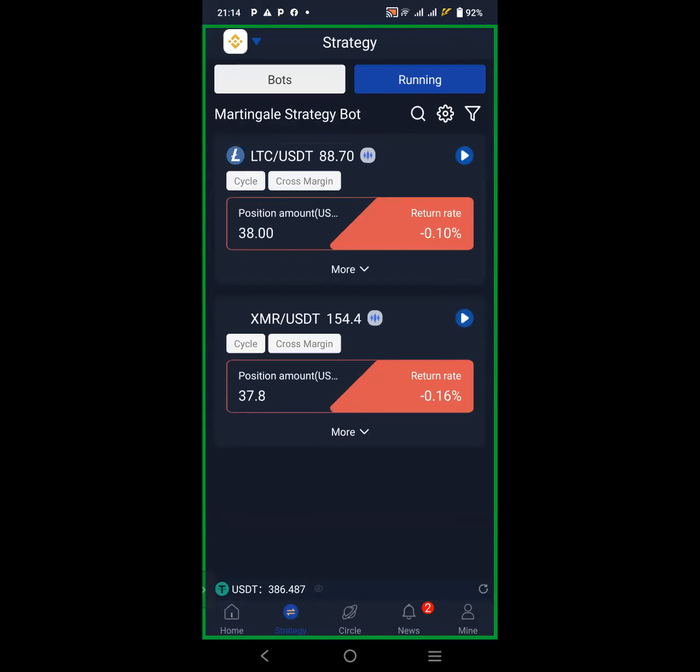Click on strategy. Yes. Now, ladies and gentlemen, you can see she has Litecoin, she has XMR that are running at the moment. They are on cycle. The robot will be buying and selling as it happens. If it happens that the market falls, she's going to do manual replenishment.